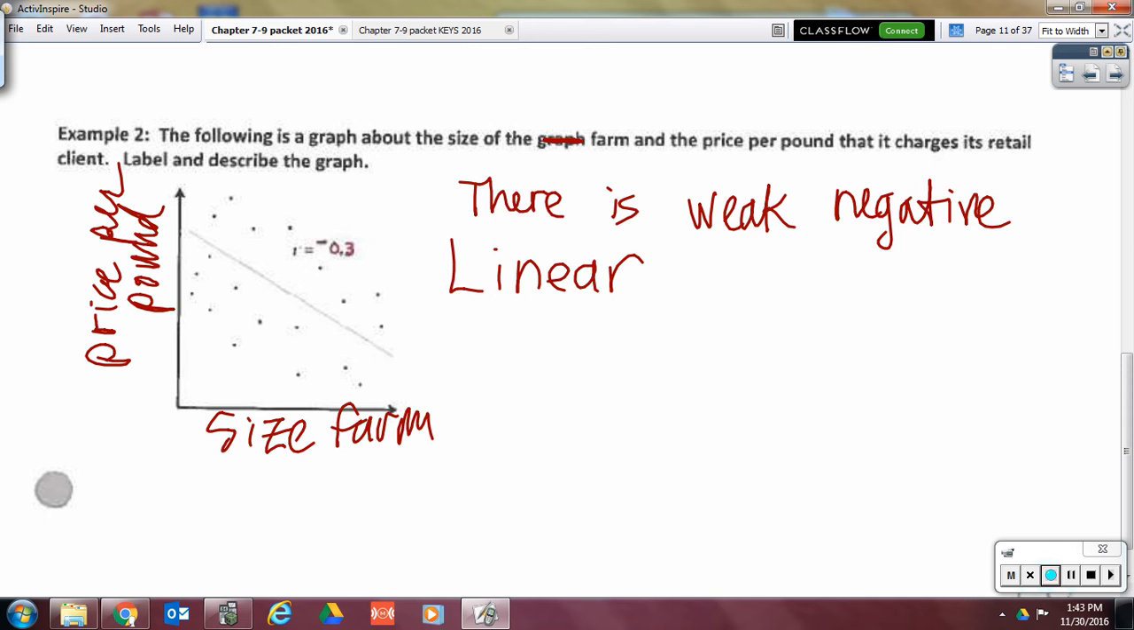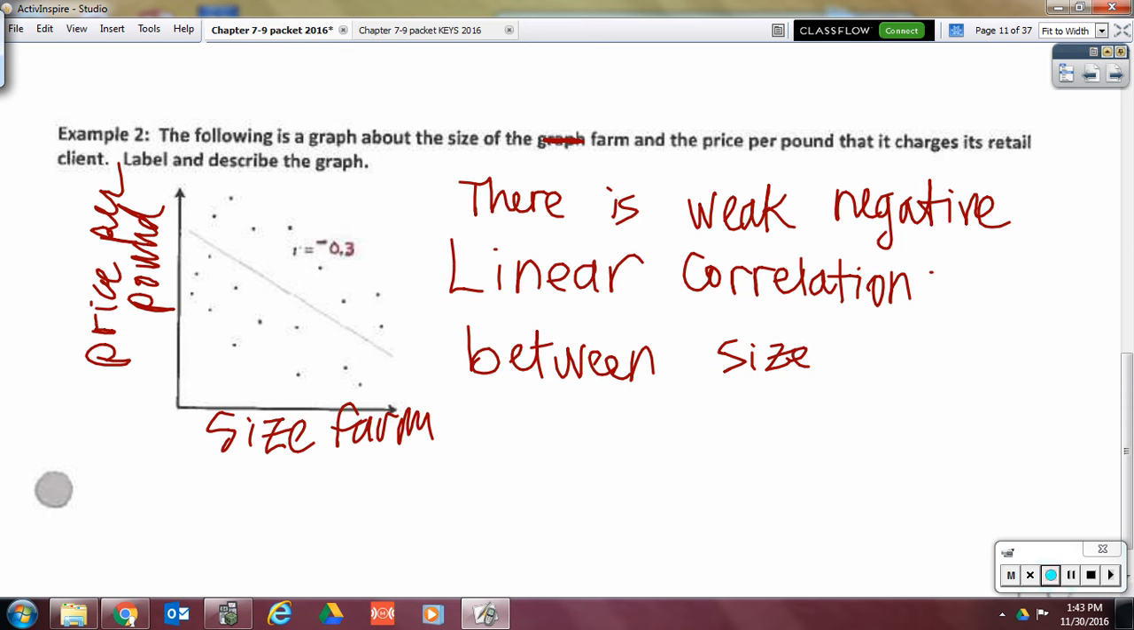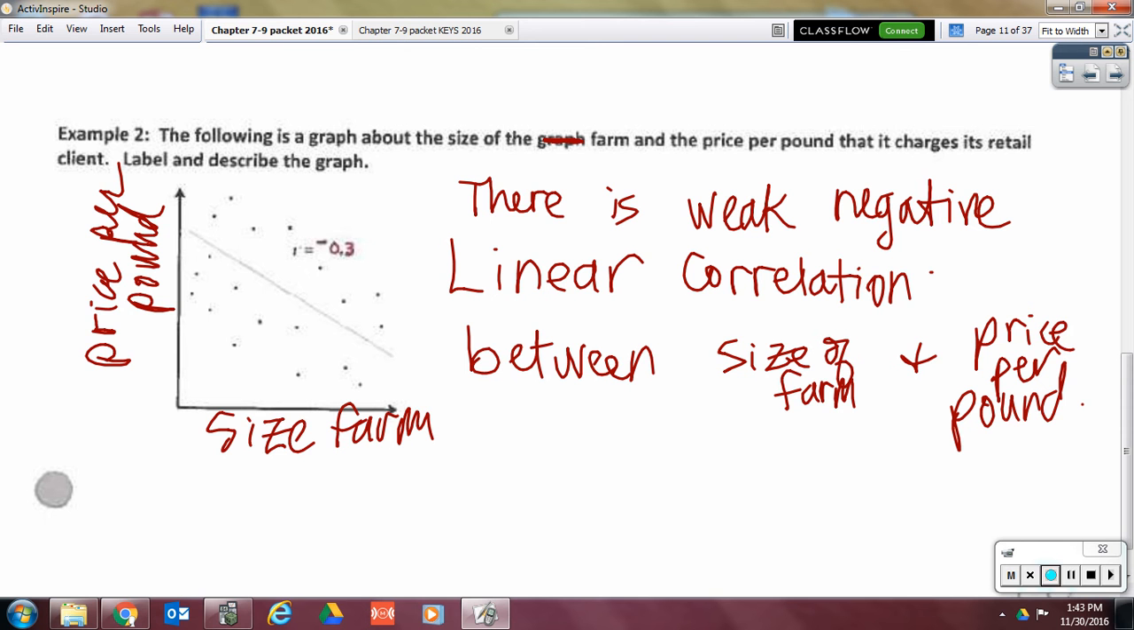Okay, so that word has its own place in the song. Linear, so you don't forget it. Correlation or relationship, whichever word you choose to use. Correlation between X and Y. But I'm going to say between size of farm and price per pound. Okay, linear between X and Y. There is a strong, there is a weak, positive or negative, linear correlation between X and Y. Linear between X and Y.